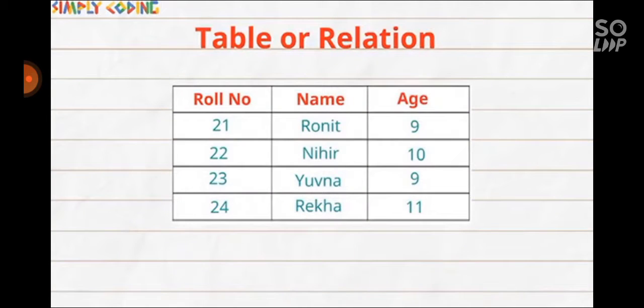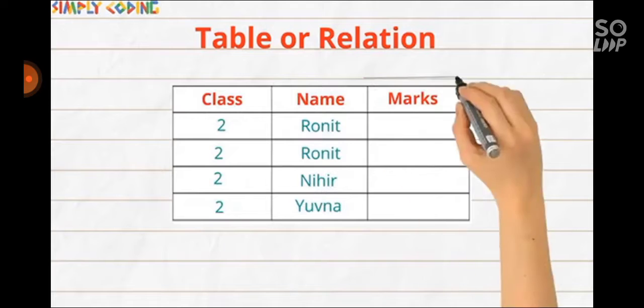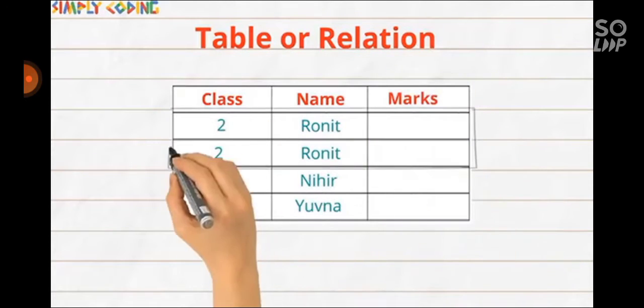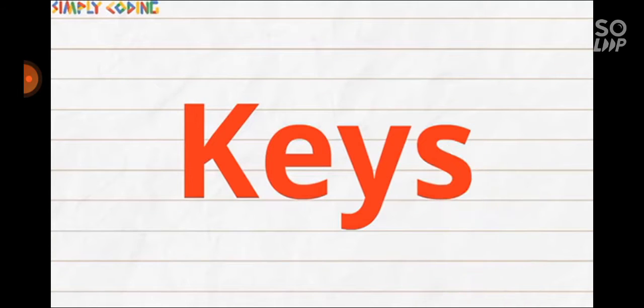In a database, there is a key concept to identify each row or tuple uniquely. We take the example of the student table. Now I have to enter the marks of these two students. As both students have the same information, which student should we update the marks for? Here keys can help us.